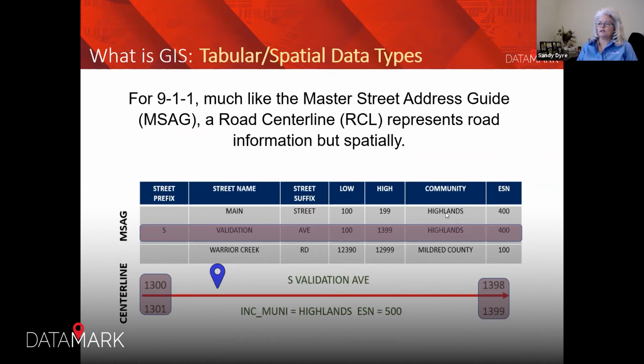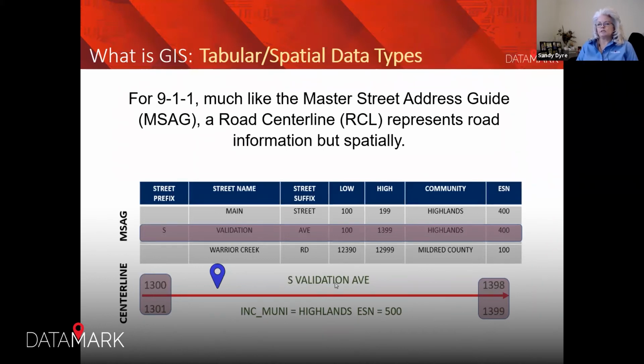You have a community name, and then you have what's called an ESN, an emergency service number. Now this emergency service number tells the 911 system, send this to the police department, send this to the sheriff's office, send this to whatever 911 center or public safety answering point it needs to go to. It's a tabular database that sits in our 911 network.